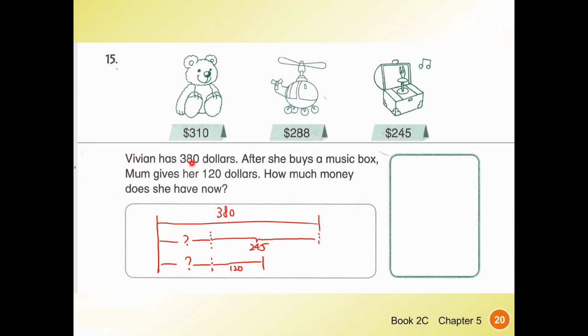Question 15. Vivian has $380 after she buys a music box. Mom gives her $120. How much money does she have left now? So she has $380 originally, and then she spent $245 to purchase the music box. So she has this unknown amount of money left. And Mom is giving her another $120. So we'd like to know the amounts that she has in total right now. That means we'll have to subtract 245 from 380 in order to find this unknown amount, and then we'll add 120 to it in order to find the amount of money that she has at the end.